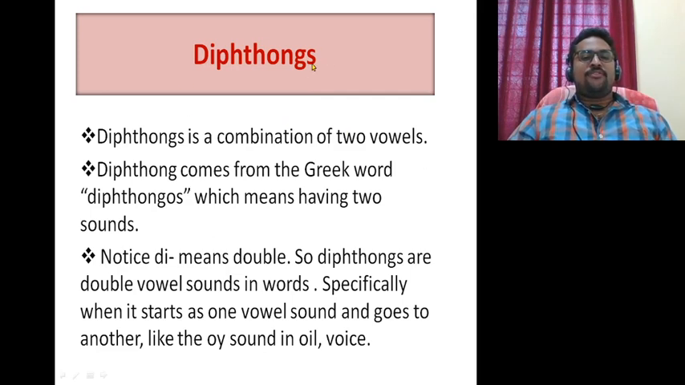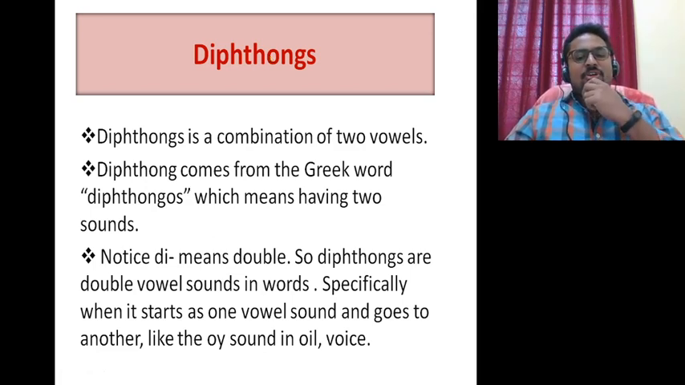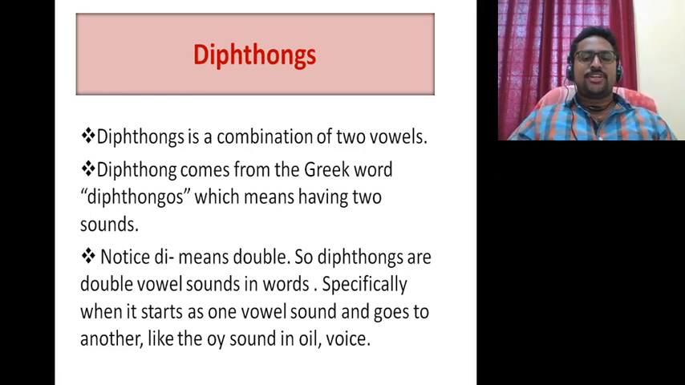Please notice the word diphthong. Di, we are noticing di here. Di means double. So diphthongs are double vowel sounds in words. In words, we get two vowel sounds together. Two vowel sounds come in a word, that is why we call them diphthongs.